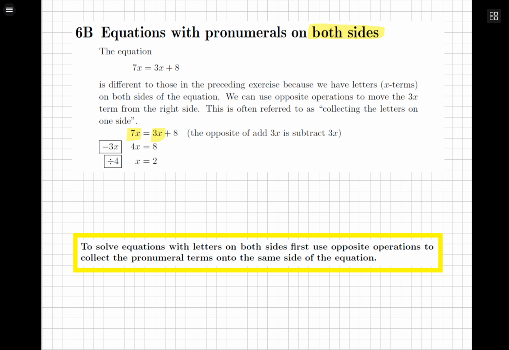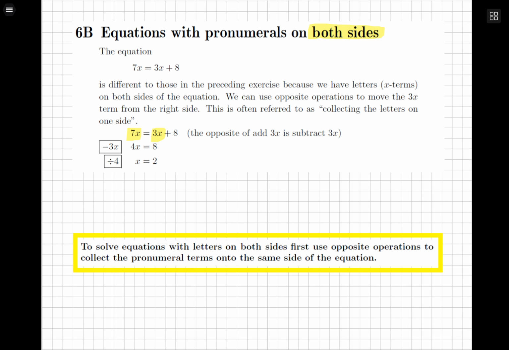On the left side we end up with 4x. On the right hand side the 3x is gone, we just get left with the 8. So 4x equals 8. We need to get the x by itself. It's attached to a 4 by multiplication, so we have to divide both sides by 4, the inverse operation, and we end up with x is equal to 2. So hopefully that looks pretty straightforward and you're feeling pretty comfortable.